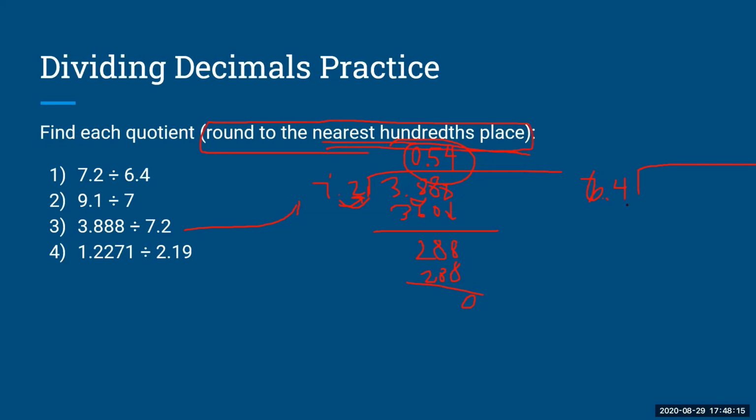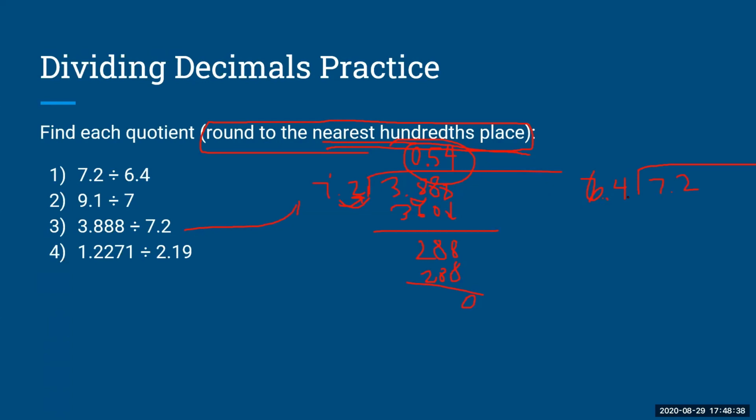Okay. So let's do number 1 real quick. So you have 6.4, 7.2, right? Yeah, that's right. I don't think I rounded number 1, but honestly, whatever. Okay. So notice that the 6.4 is not a whole number. So you move this decimal point over once. Do the same thing over here, right?